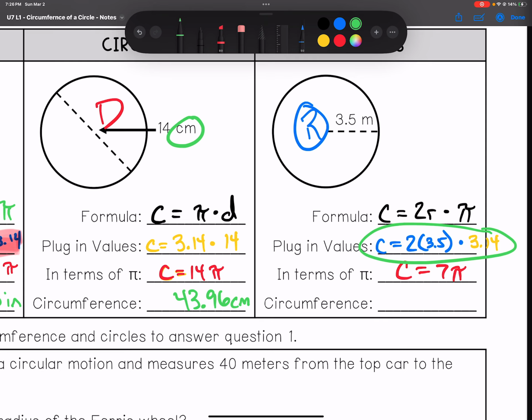Work that out in your calculator right there. 2 times 3.5 times 3.14, and you are going to get 21.98. And we're talking about meters, so don't forget your M. Okay.